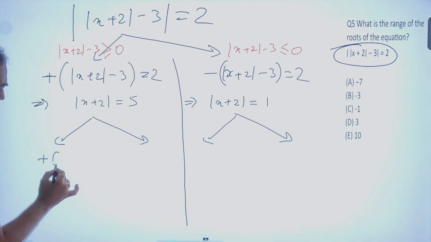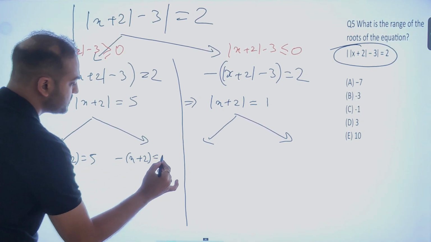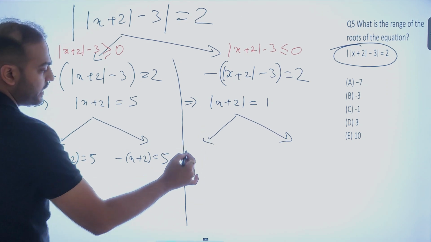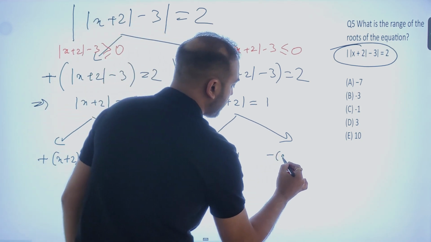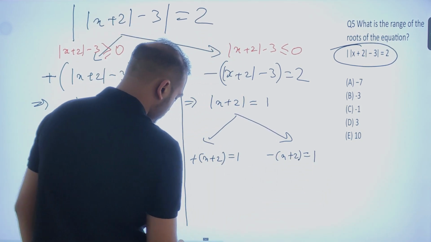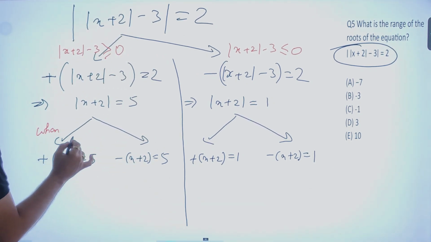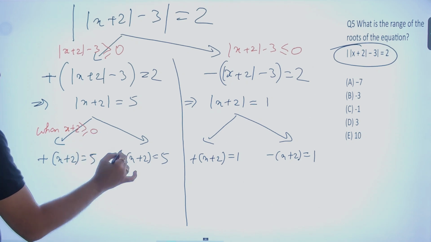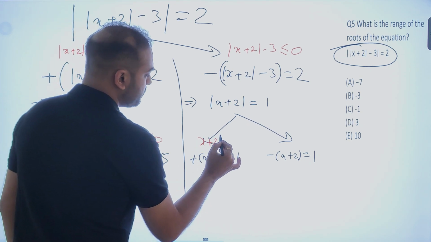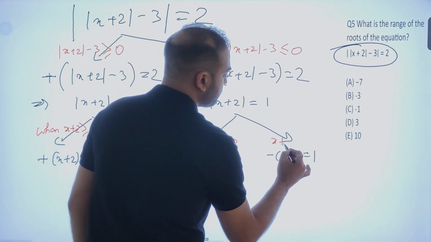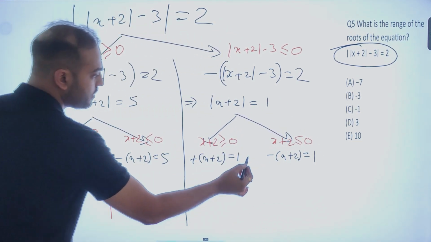First with a plus sign and then again with a minus sign. Again this with a plus sign or with a minus sign. Again, do not forget, write down the condition. When x plus 2 is positive, x plus 2 is negative. Again, x plus 2 is positive, x plus 2 is negative. Now that you have 4 cases, now we solve.